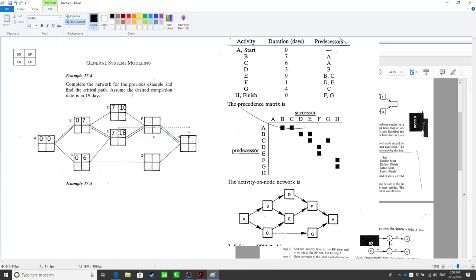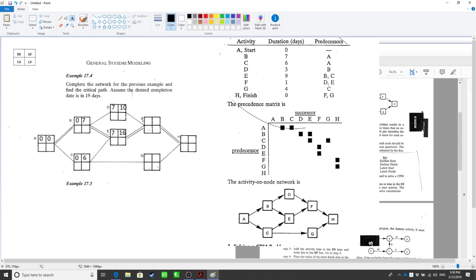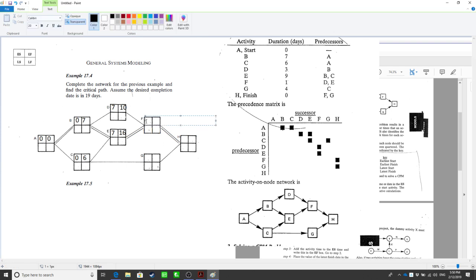Correct, 16. Okay. Now we have another set here, F. So what is the ES of F? F is enabled, so here is 16, correct. It depends on the largest number from its predecessor. So it's 16. And how about G?